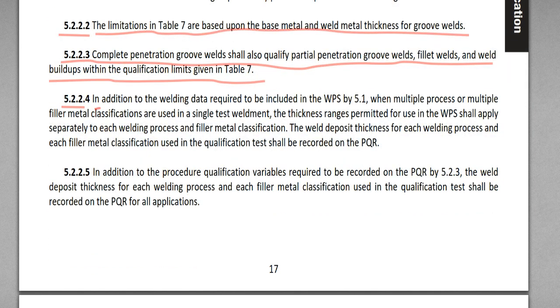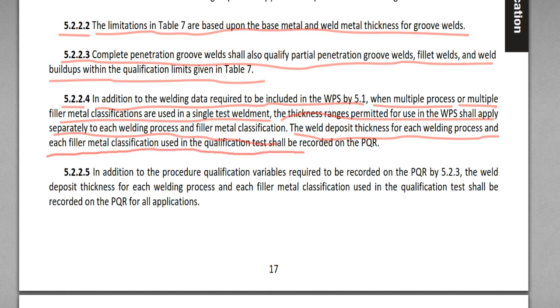5.2.2.4 In addition to welding data required to be included in the WPS by 5.1, when multiple processes or multiple filler metal classifications are used in a single test weldment, the thickness range permitted for use in the WPS shall apply separately to each welding process and filler metal classification. The welding deposit thickness for each welding process and each filler metal classification used in the qualification test shall be recorded on the PQR.